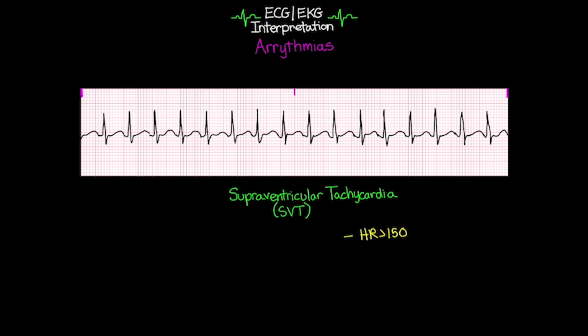So in this example, if we count out these here, we see that we actually have 16 beats here. Therefore, we know we've got a heart rate of 160. So we are past that 150 mark, but sometimes with these SVTs, you can see rates as high as 300. Just crazy to think about.